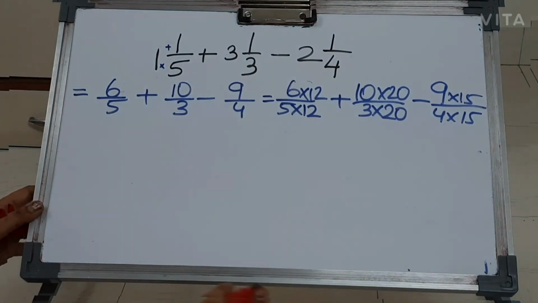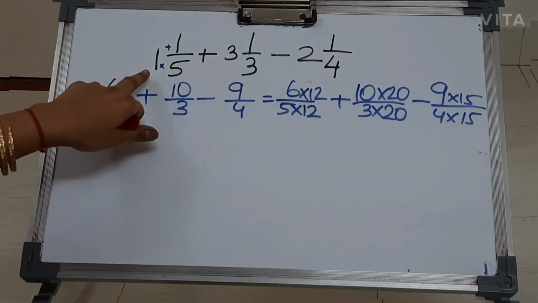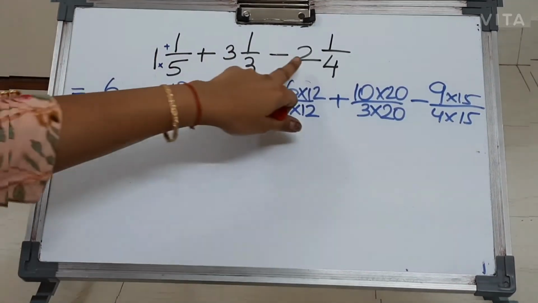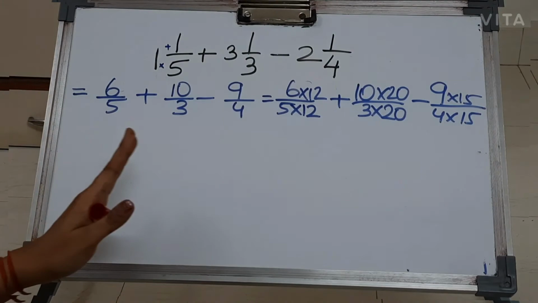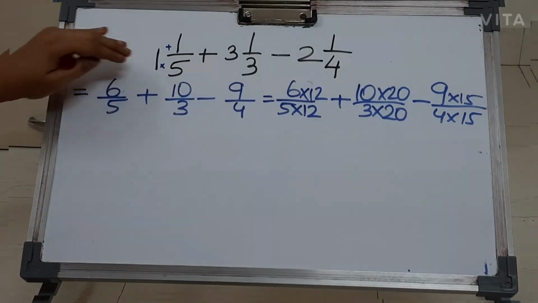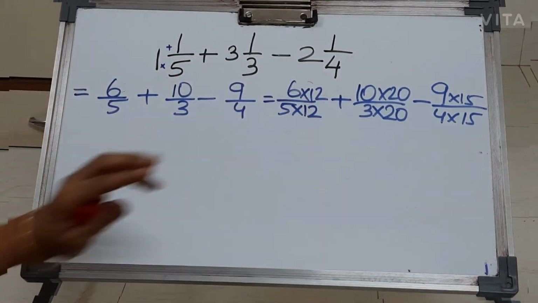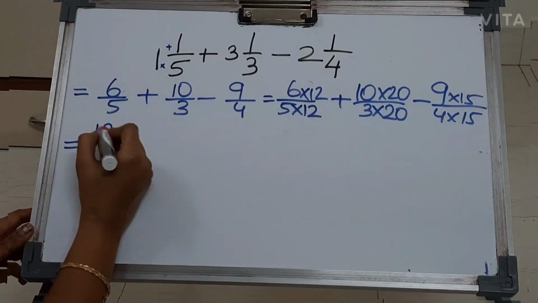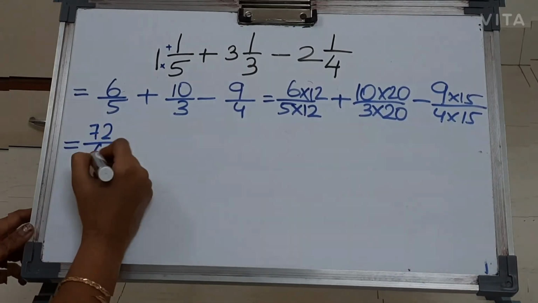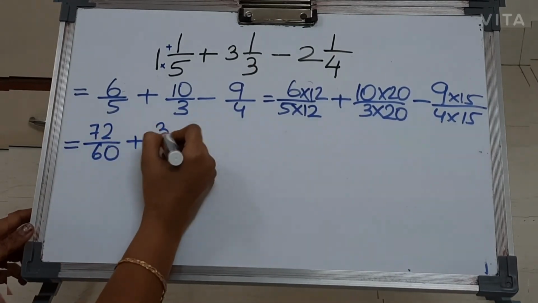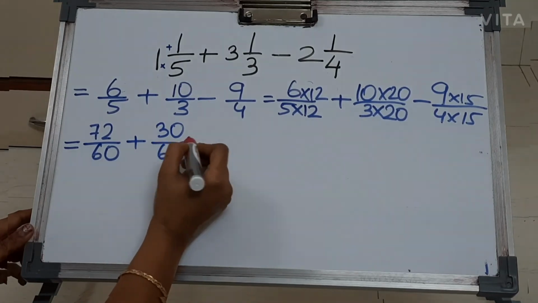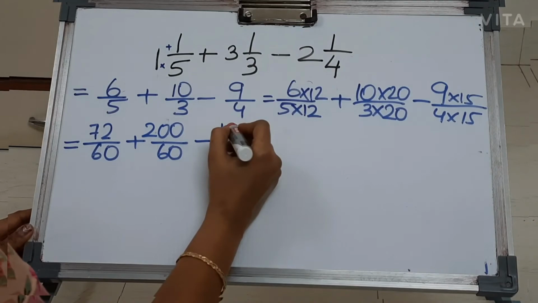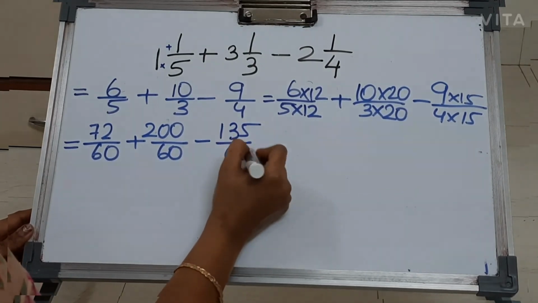Again the same thing we are following. In that we had just taken that whole number separately. 1 plus 3, 4. 4 minus 2 is 2. Then we take that into account. Here we are converting these mixed fractions into improper fractions first. Then we are calculating. Now our denominators are the same. 6 12s are 72 by 60 plus 200 by 60 minus 135 by 60.